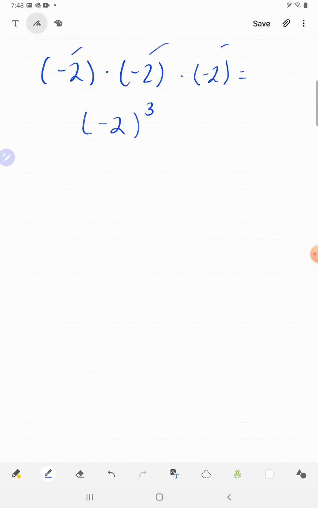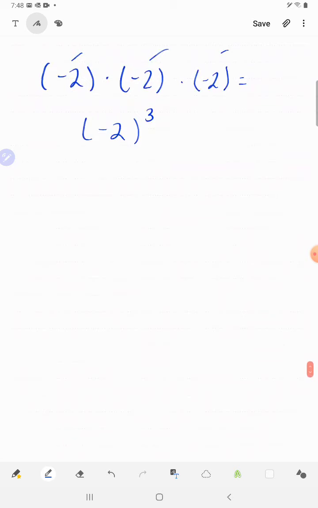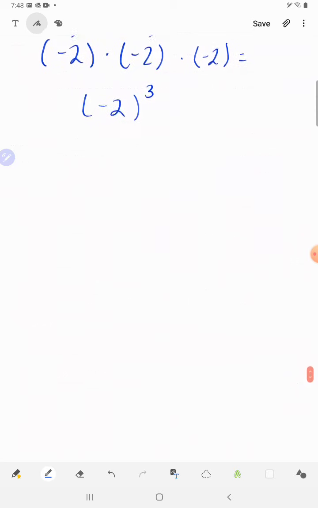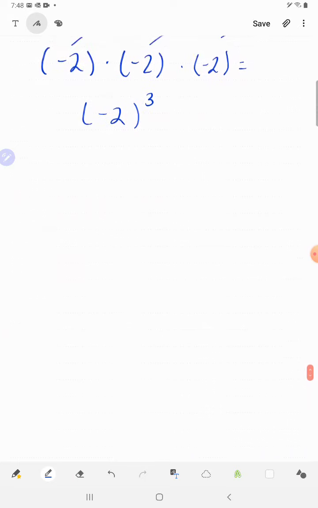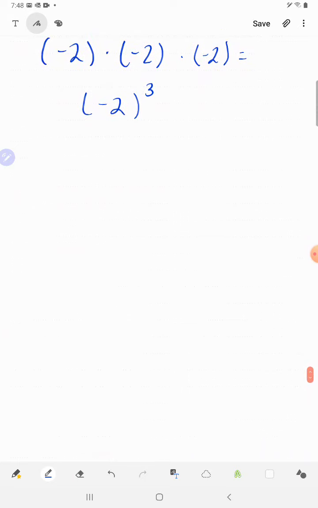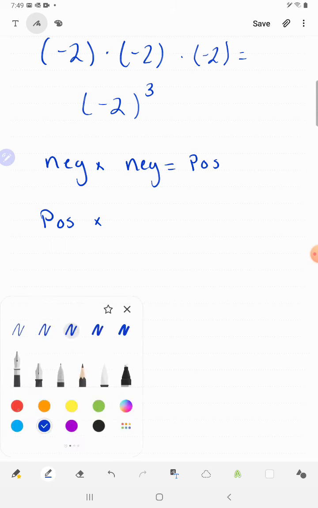Will this answer be negative or a positive answer? All right, so that's what I want us to think. Will this answer be negative or positive? So let's go back to our rules of multiplying when we have a negative number. A negative times a negative will always be positive. I want everybody writing this down. This is extremely important.